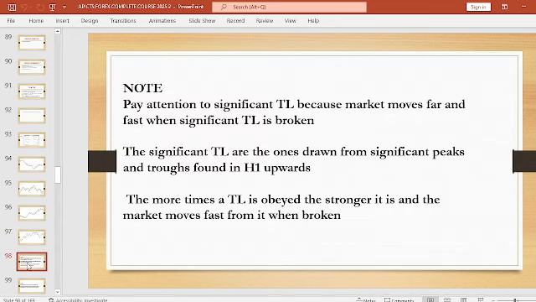So pay attention. Note, pay attention to significant trendline breakout market moves. Pay attention to significant trend lines because market moves far and fast when a significant trend line is broken. What do we mean by significant trend line? The significant trend lines are the ones drawn from significant peaks and troughs found on H1, H4, daily time frame and upwards.